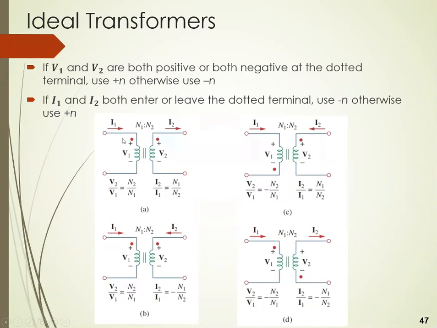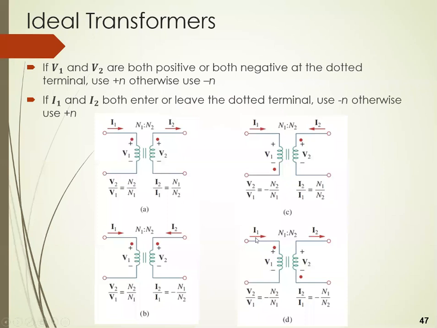So in this case, current I1 on figure A is entering the dotted terminal. Current I2 is leaving the dotted terminal. So one is entering, one is leaving. So that's why this is positive. On this B circuit, I1 is entering the dotted terminal. I2 is entering the dotted terminal. So if both are leaving or entering, then the sign is going to be negative. That's why you have a negative here also in case D.